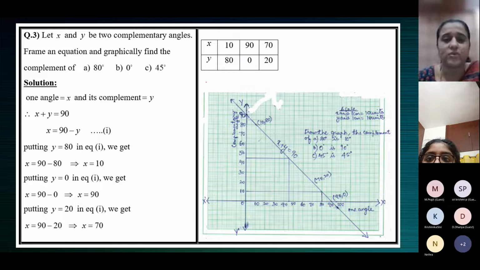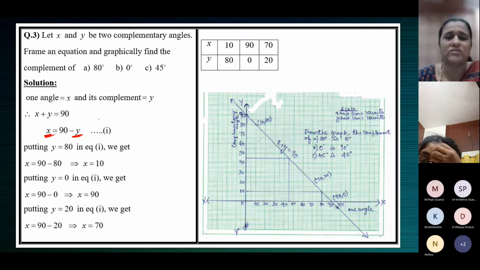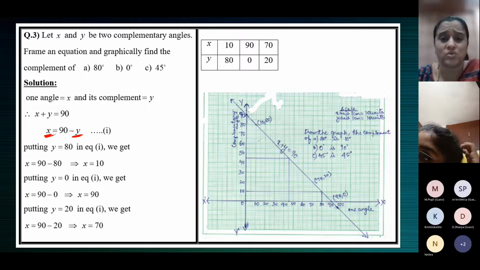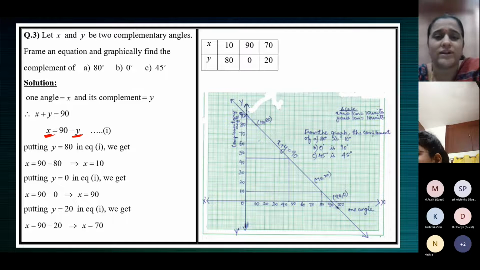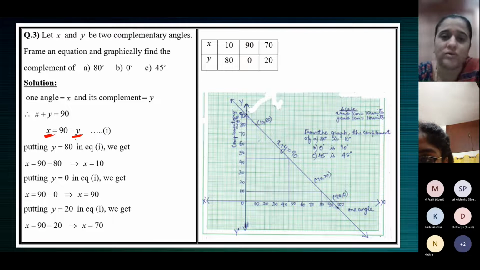Then you need to complete the XY table. Give different values for Y and find the corresponding values for X. Don't try to give 1, 2 and all that. The scale is 1 centimeter is equal to 10 units, right? So take values like 10, 20, 50. When you take the scale as 1 centimeter for 1 unit, then we give values like when x is 1, when x is 2, when x is minus 2. Now here the scale is 1 centimeter is 10 units.